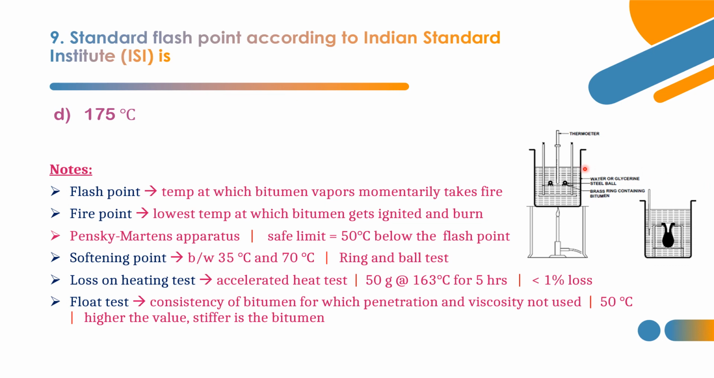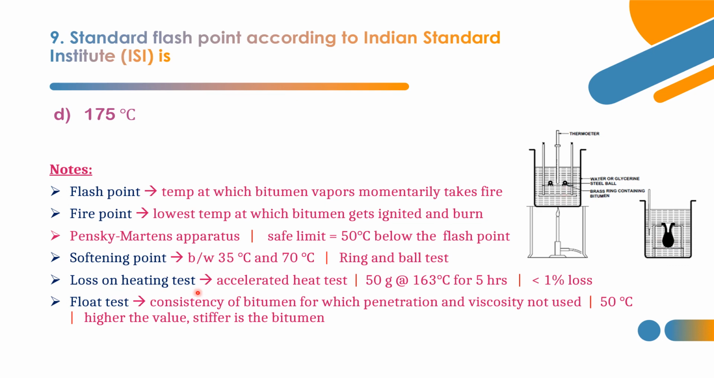Here you can see, there shall be a brass ring containing bitumen. On heating, there will be melting of bitumen. So at what degree Celsius? For example, between 35 and 70 degrees Celsius, that is the standard value, the bitumen will be softening and just melting over here.